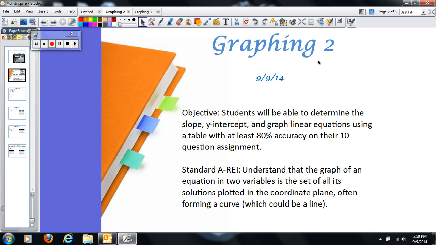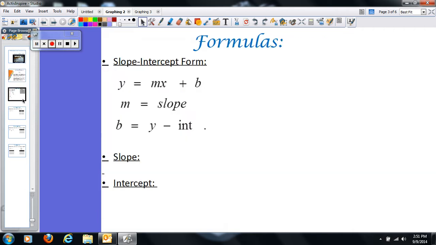So these notes are going to be called Graphing 2, and the objective is still that students will be able to determine the slope, the y-intercept, and then graph linear equations using a table with at least 80% accuracy on their 10-question assignment. So we look at the formulas. First thing you need to know is slope-intercept form, which is this right here.